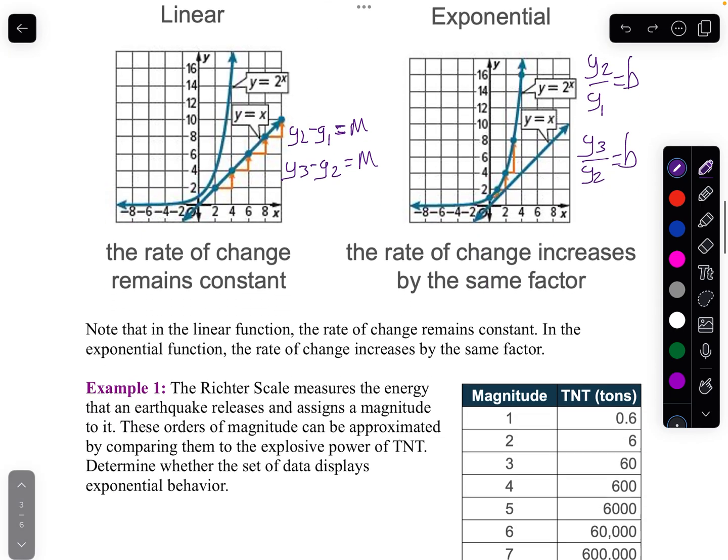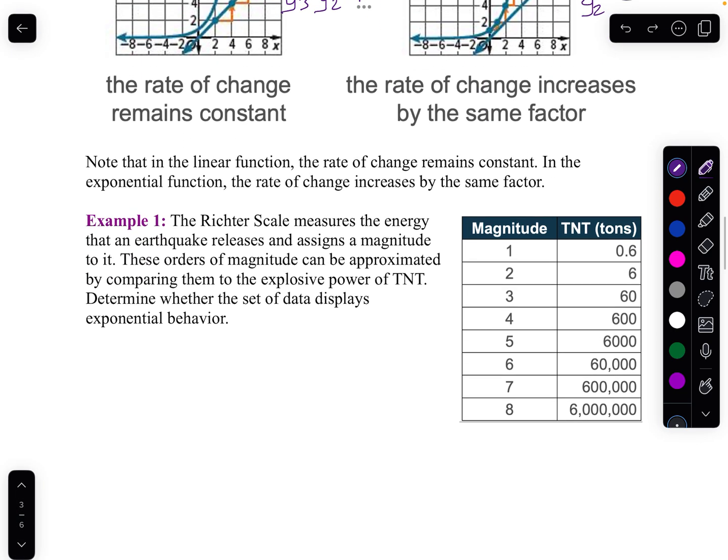That's just a constant. So if I take a look here in example 1, is this exponential? That is, do I divide and get the same answer? So if I take my second number, 6, and I divide it by my first number, 0.6, 6 divided by 0.6 is 10. Let's take my third number, 60. And if I divide it by my second number, 6, I get 10.